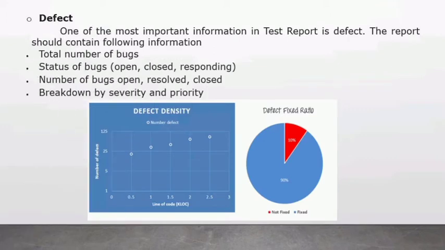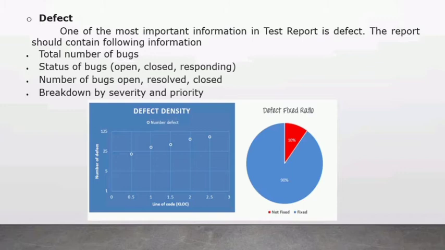And the last is defect, which is the most important information in the test report. It contains the following: the number of bugs, status of bugs, if it is open, closed, responding, and even if it is not responding, number of bugs if it is open, resolved, and closed, and lastly the breakdown by severity and priority.